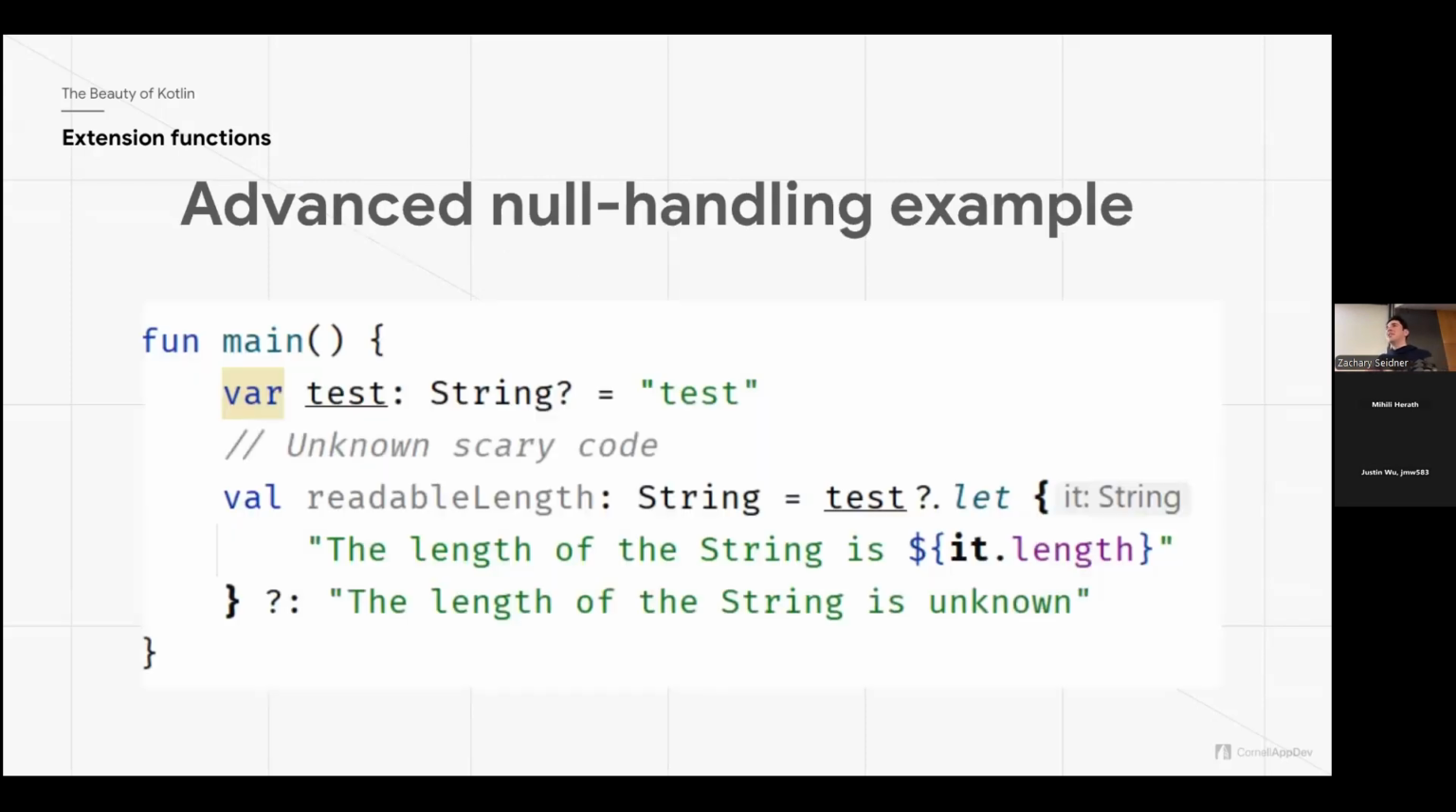Okay. Here's another example of more advanced null handling using .let. So we have our variable string, which again, you kind of just want to avoid using variables, but we just have it here for the sake of example. We want to create a string called readable length, so maybe you want to print out the length of the string. And we say, okay, test question mark, so if it exists, here's the behavior that we want to do on this value.